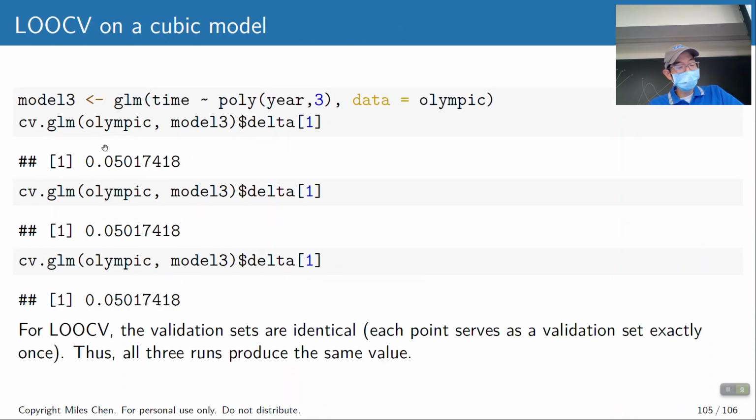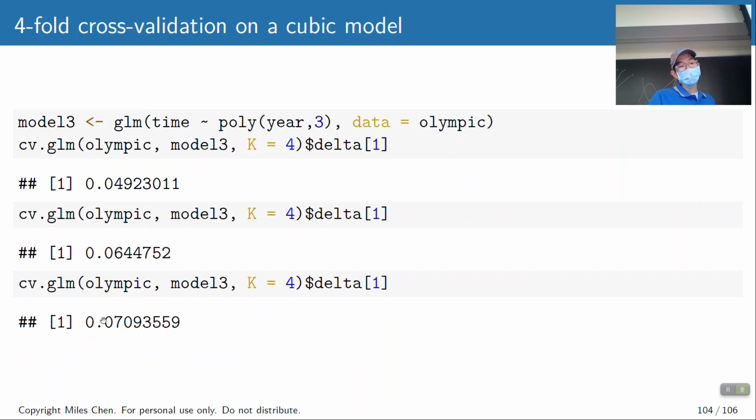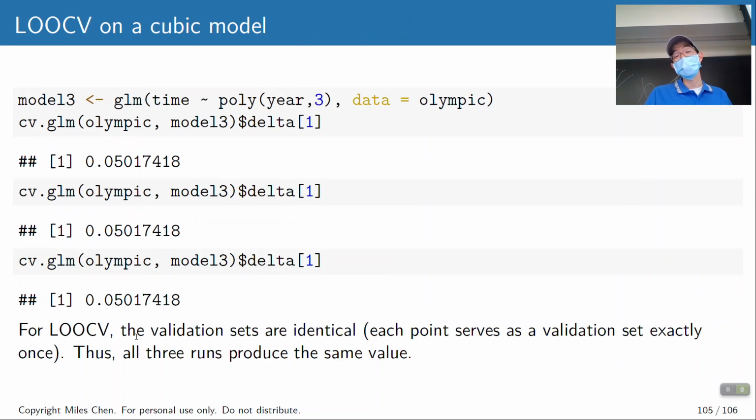But if you do leave one out cross-validation, no matter what model you're using, you're going to get the exact same values, because with leave one out cross-validation, there is no randomness. Every data point in your data set gets to be the validation set exactly one time, and the validation sets are all identical. It's every single one of those observations. And so leave one out cross-validation is not subject to randomness, and you're going to get the same value every single time. Whereas with k-fold, k anything less than n, you get the effects of randomness.